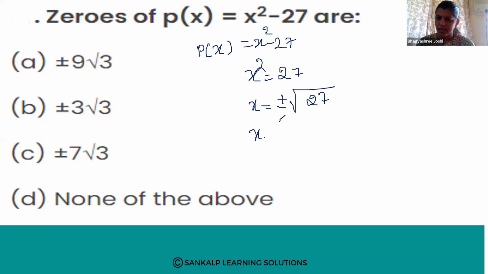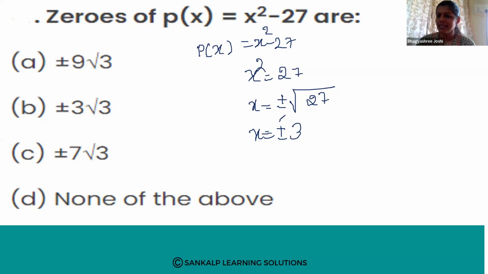Yes. Now tell me the square root of 27. That is 3. Here, two roots we are getting. Two zeros we are getting. That is plus or minus 3. Plus 3, minus 3. So plus or minus 3.